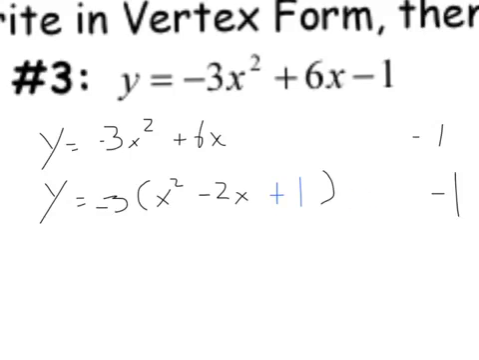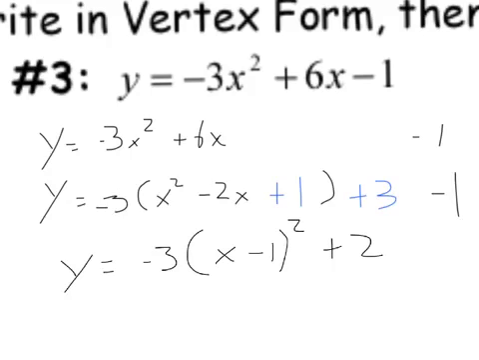Now you would think that would mean that we're going to subtract 1 out here, but we didn't really add a 1. Look what we added. We added a 1 that's being multiplied by negative 3. So we really added negative 3. So out here we need to add a positive 3. That's the part that's really tricky to everybody, but think about what we really did. It looks like we added 1, but we really added 1 times negative 3, which is negative 3. So we can rewrite this as y equals negative 3 times the perfect square (x minus 1) squared, and 3 minus 1 is 2, so plus 2.